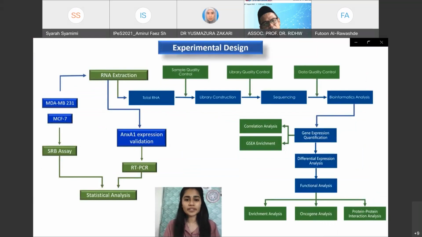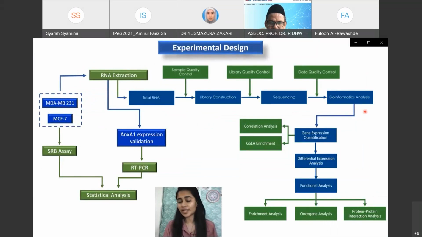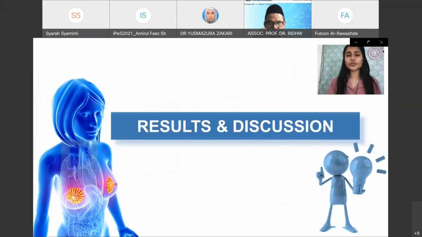Here we have our experimental design. We use two different cell lines, which is MDA-MB-231 bearing TNBC characteristics, and MCF7, the non-TNBC cell line. We further collected the cells to do RNA extraction, which will be further used for RNA sequencing analysis. We managed to do gene expression quantification and differential expression analysis, as well as functional analysis. We also validated the annexin A1 expression by using real-time PCR. And then we subjected these two cell lines to SRB assay to evaluate the cytotoxicity of Clinacanthus nutans treatment. And then all the results obtained were statistically analyzed using SPSS. Let's move on to results and discussion.